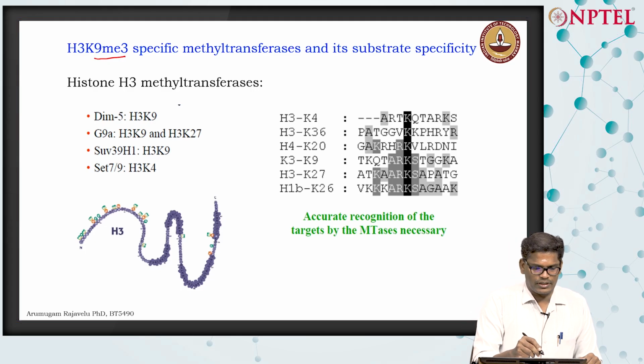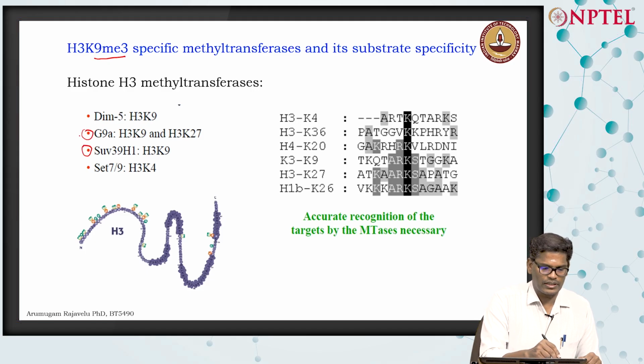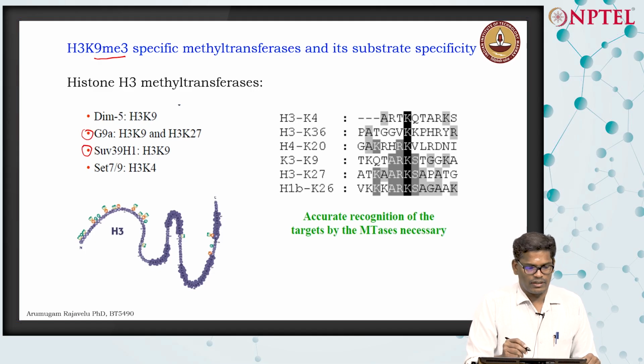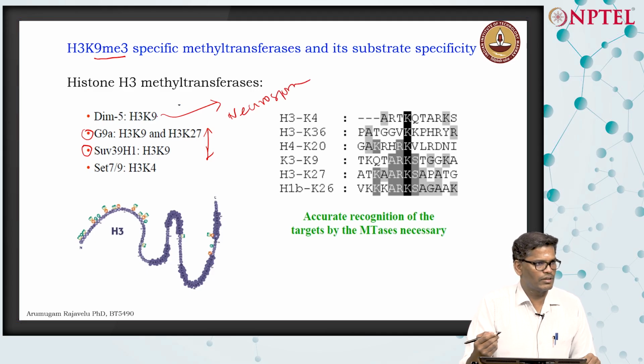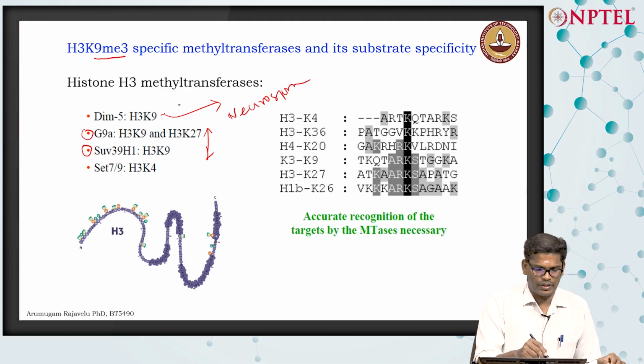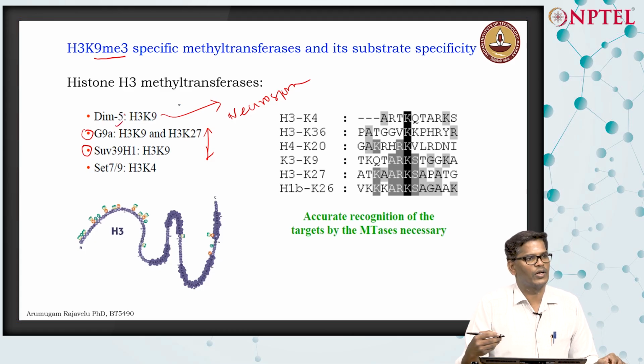The major enzymes in human are SUV39H1 and then G9A. This is in human and mouse, and DIM is in a fungus, Neurospora, because this was the first enzyme whose structure was available. The histone lysine methyltransferase structure was available, or people made a structure for this protein, and that helped us to understand the mechanism of human methyltransferases as well.